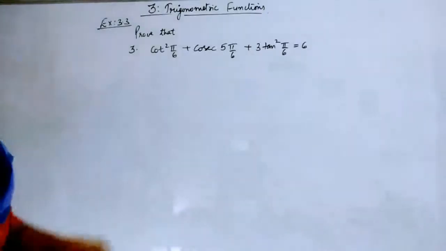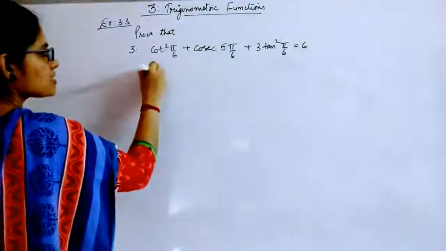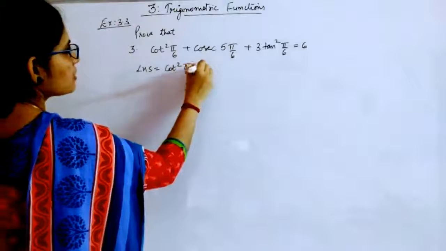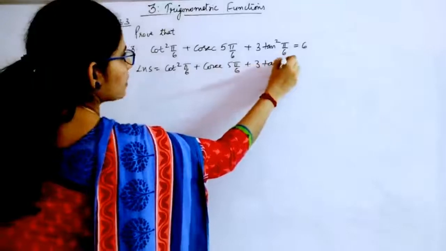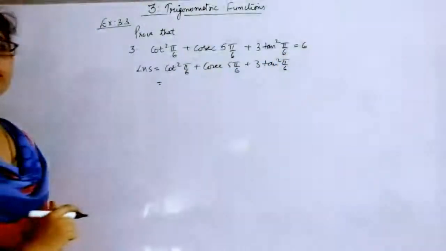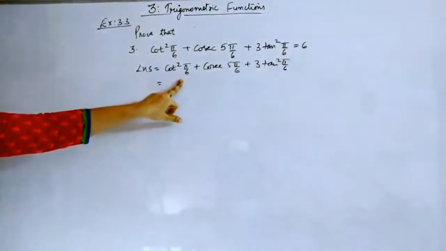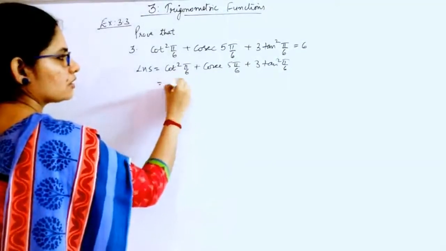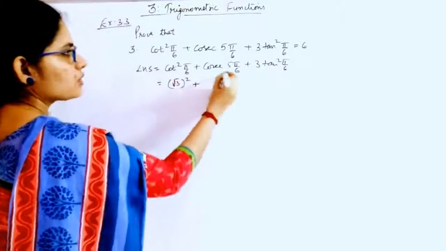Third question is cot square pi by 6 plus cosec 5 pi by 6 plus 3 tan square pi by 6 is equal to 6. So again LHS is equal to cot square pi by 6 plus cosec 5 pi by 6 plus 3 tan square pi by 6. What is cot pi by 6? It will be the reciprocal of tan pi by 6, and tan pi by 6 is 1 by root 3. So you will get cot, this is root 3 the whole square. Reciprocal of tan will give you root 3, and this the whole square plus, what is cosec?